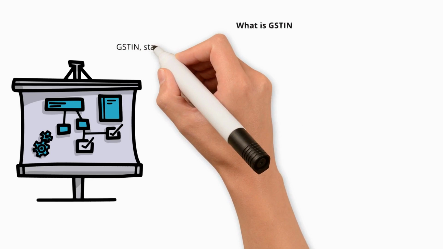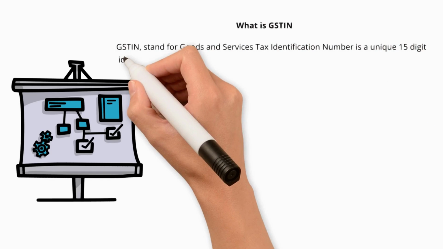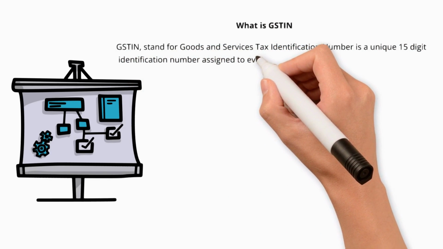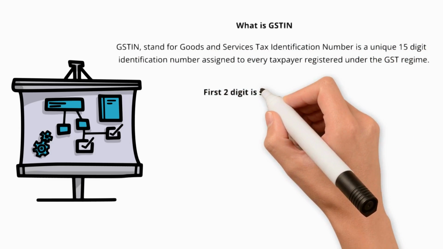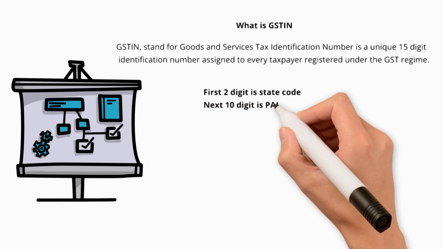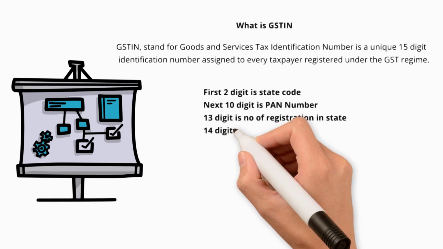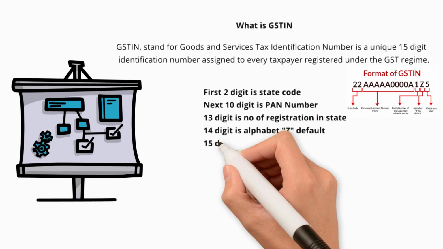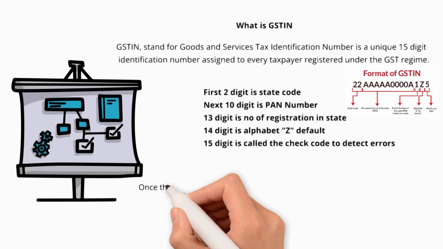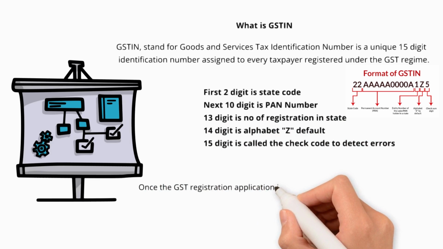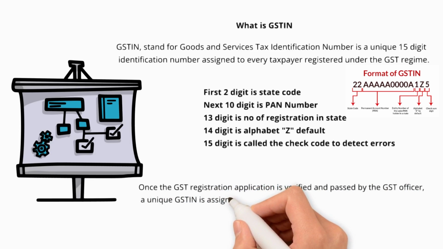What is GSTIN? GSTIN stands for Goods and Services Tax Identification Number. It is a unique 15-digit identification number assigned to every taxpayer registered under the GST regime. The first 2 digits are the state code. The next 10 digits are the PAN number. The 13th digit is the number of registration in the state. The 14th digit is the alphabet Z by default. The 15th digit is called the check code, to detect errors, and can be any alphabet. Once the GST registration application is verified and passed by the GST officer, a unique GSTIN is assigned to the business.